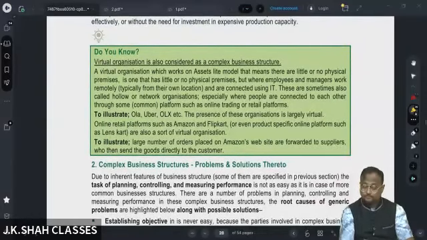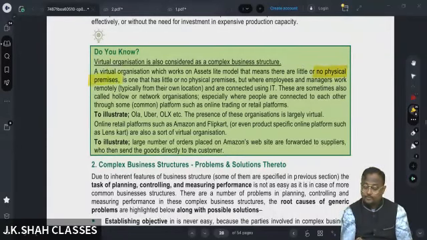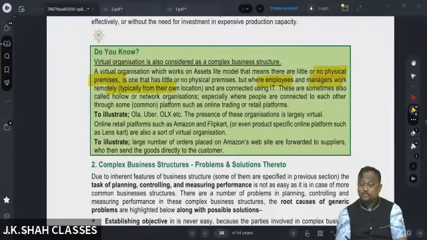See, Ola, Uber, OLX, these are virtual. Amazon and Flipkart are virtual. So they will also be considered as complex business structure. No physical premises, but there are employees and managers who are working remotely on their workstation.